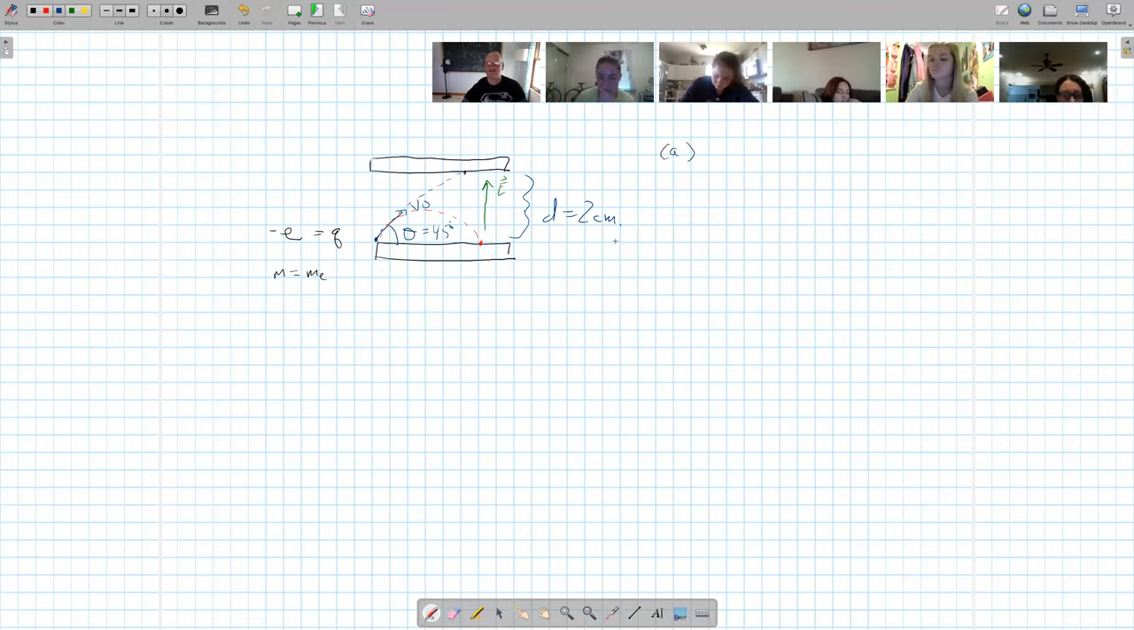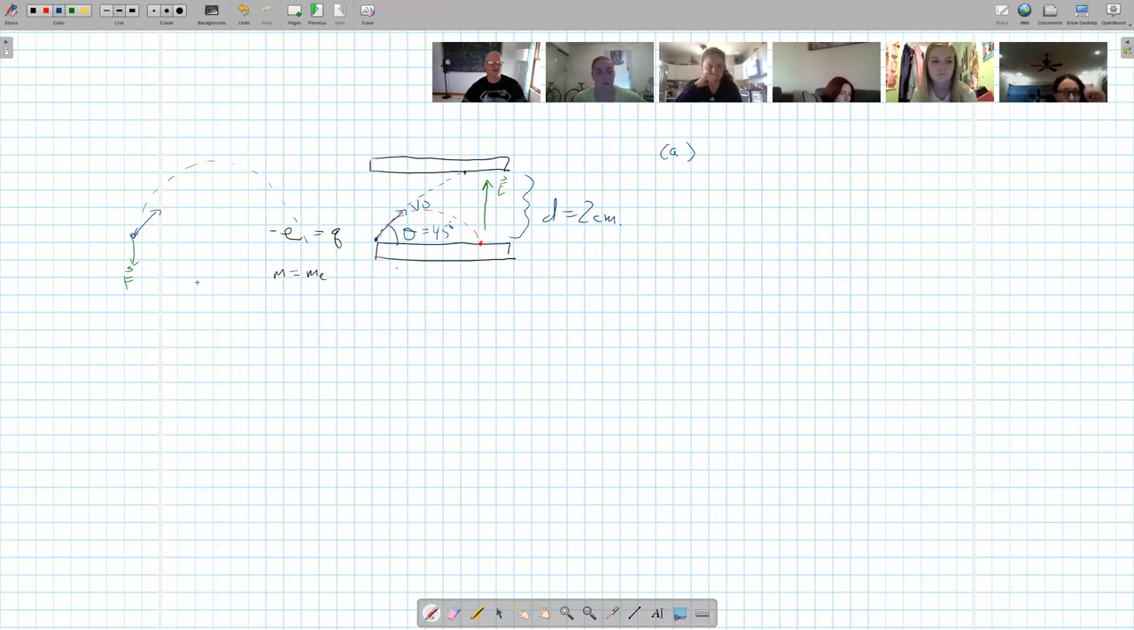Okay. So let me ask you some questions. So question number one, how would I know that it hits the top plate? So mathematically speaking, how could I know if it will hit the top plate or not? So again, we know the electron is here, moving in this direction initially, but it's feeling a force downward this way, right? So ultimately, what is the electron going to do? Well, it's going to go under a parabolic path. Right? It's going to do something like this inside of the plates.